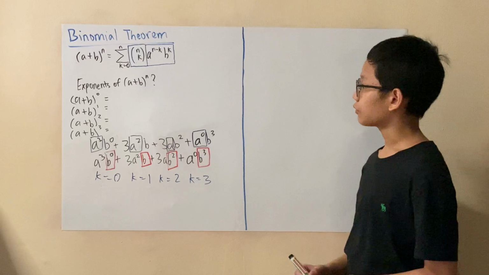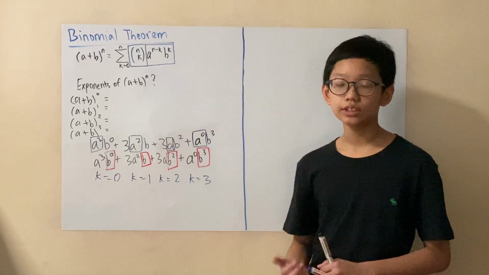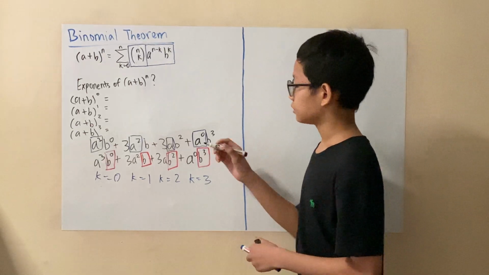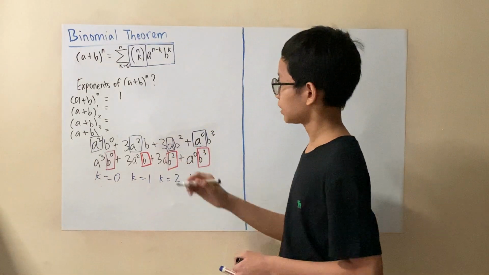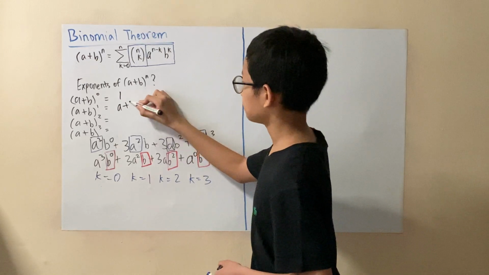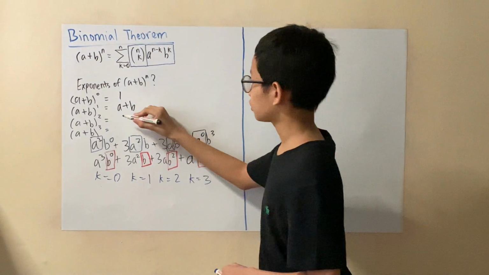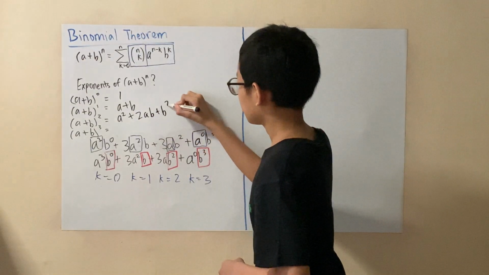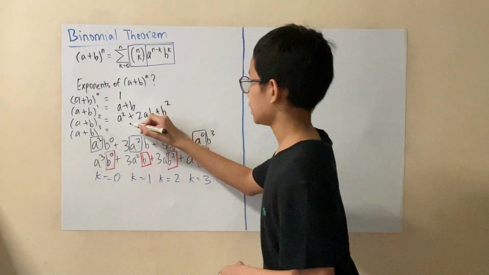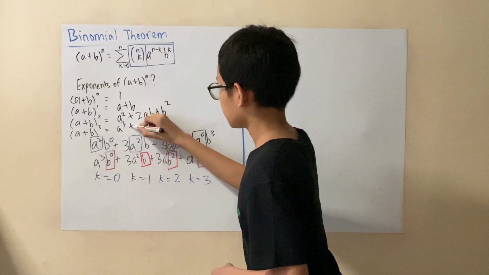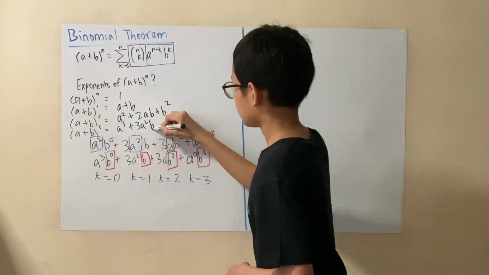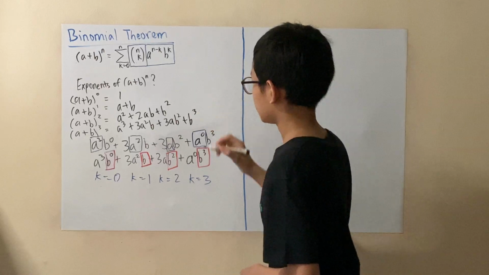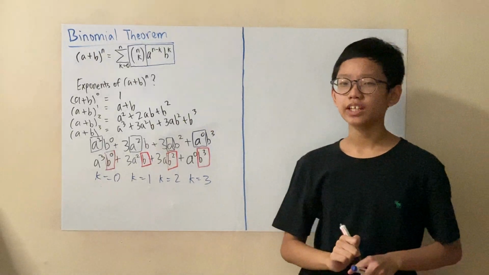To look at this, let's look at a few examples where n is equal to 0, 1, 2, and 3. (a + b) to the power of 0 is equal to 1. (a + b) to the power of 1 is equal to a plus b. (a + b) to the power of 2 is a squared plus 2ab plus b squared. And (a + b) to the power of 3 is a cubed plus 3a squared b plus 3ab squared plus b cubed. So what is going on over here exactly?